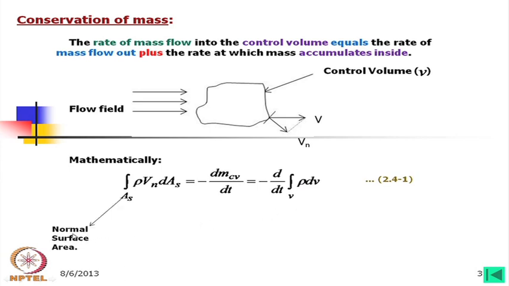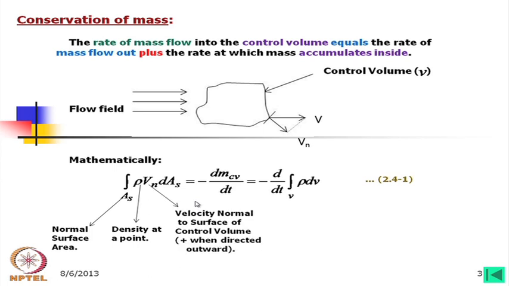Now, in this case, As is the normal surface area. Rho is the density, which we have already discussed. Vn is the normal velocity, and this normal velocity, importantly, is positive when directed outwards. That means the direction shown is positive. That must be equal to the time rate of change of accumulated mass in the control volume. M_CV is the accumulated mass.